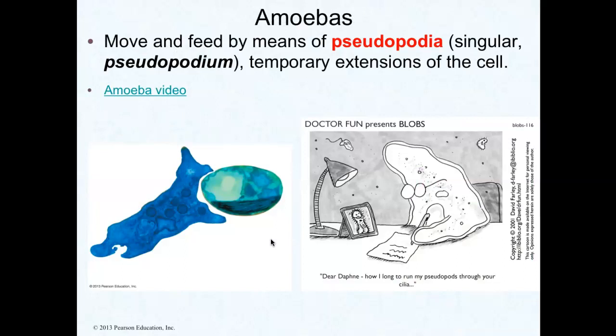The second category are amoebas. The amoebas move around with pseudopods. Pseudopods are these extensions of the cell to engulf their prey to eat. We've seen this in class before. I will again link the video to the module. And this is just a funny cartoon where this amoeba is writing, "Dear Daphne, how I long to run my pseudopods through your cilia," because his love, Daphne, is a ciliated protist.